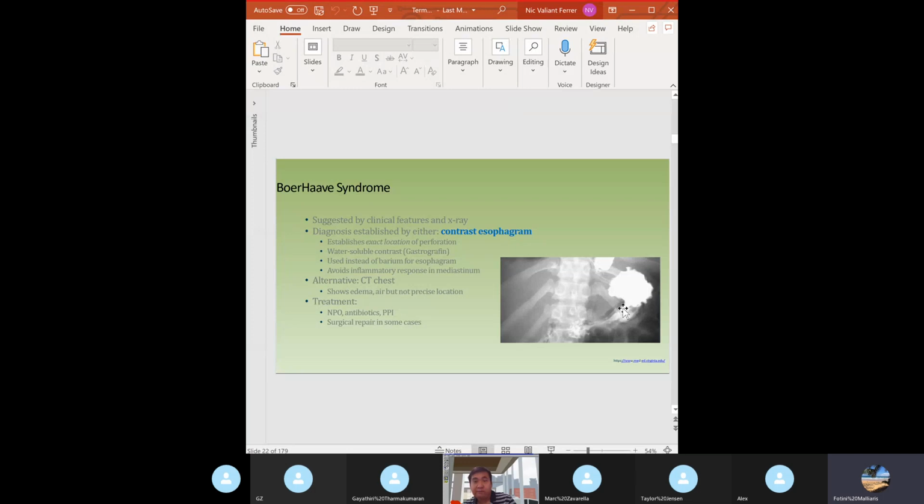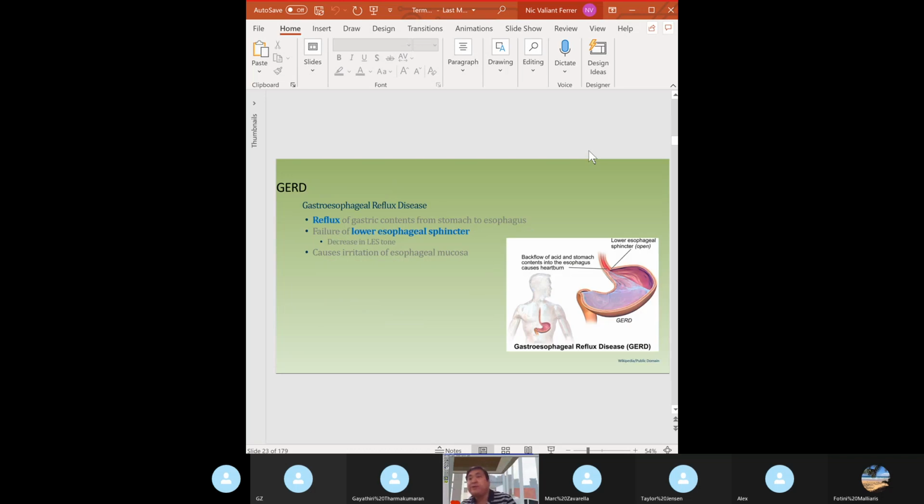There is no adventitial layer in your distal esophagus. That's why it is prone to rupture. From the upper to the middle, you have adventitia, a serosal layer, except for the distal esophagus. That's why it's much more prone to rupture. Okay.